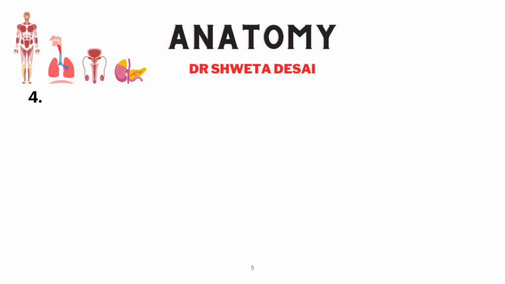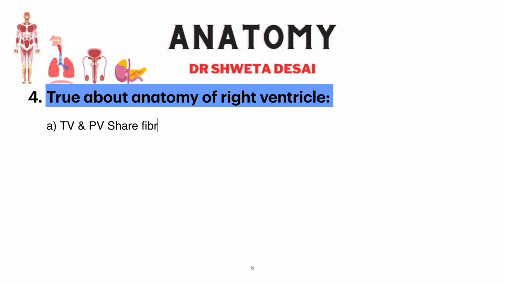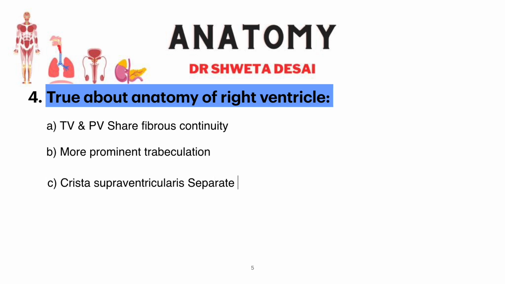Question number 4. True about anatomy of right ventricle. A. TV and PV share fibrous continuity. B. More prominent trabeculation. C. Crista supraventricularis separates tricuspid valve and pulmonary valve. D. All. The right answer is D. All.